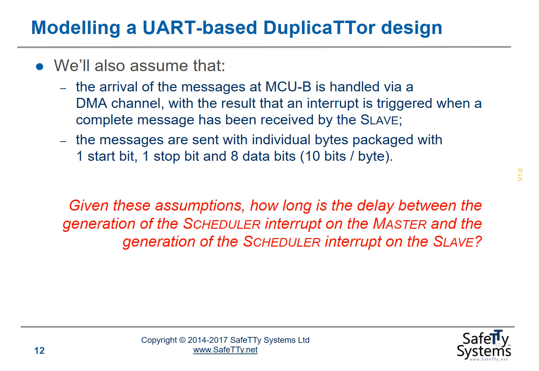We'll also assume the messages are sent with individual bytes packaged with one start bit, one stop bit, and 8 data bits. That is, 10 bits per byte will be sent. Given these assumptions, the question we're trying to answer is how long is the delay between the generation of the scheduler interrupt on the master and the generation of the scheduler interrupt on the slave. That is, what is the slave delay between MCU A and MCU B.